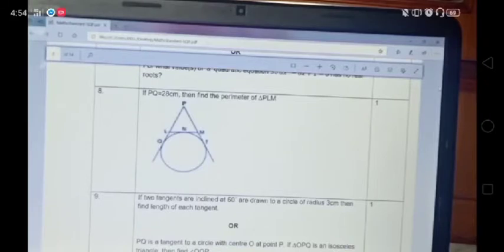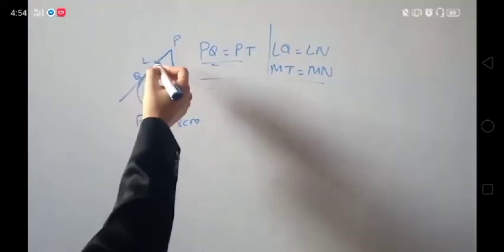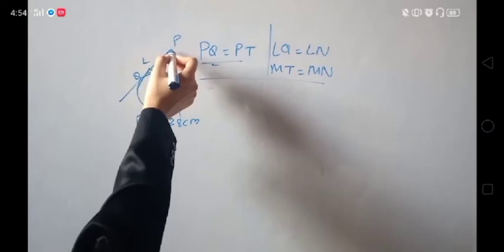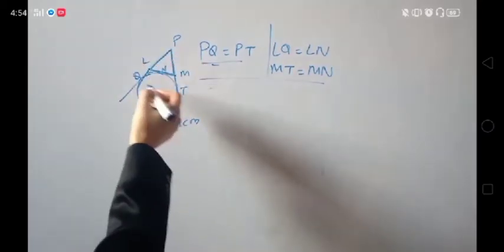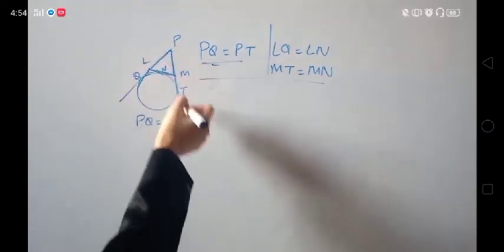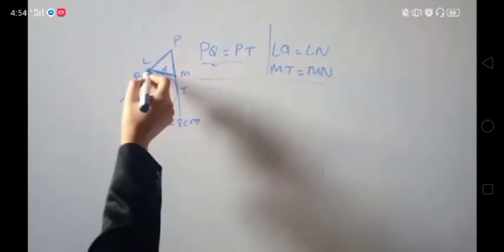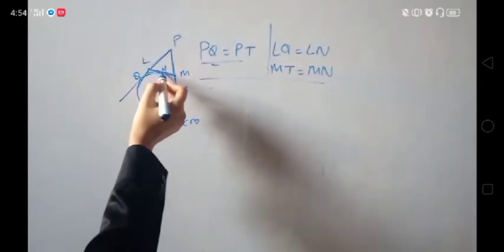Next, coming to the next question. If PQ is equal to 28 centimeter, then find the perimeter of triangle PLM. So we have to find the perimeter of triangle PLM. Here PQ is equal to PT, which is given. So if it is PQ, then we take it as PL plus LQ.